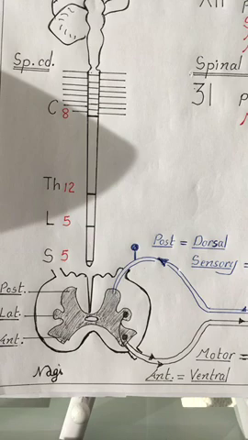I want you to know that there are 5 main structures in the body which have only sympathetic supply with no parasympathetic supply. These structures are the skin and skeletal muscles, and the ventricle of the heart, spleen, and adrenal medulla.